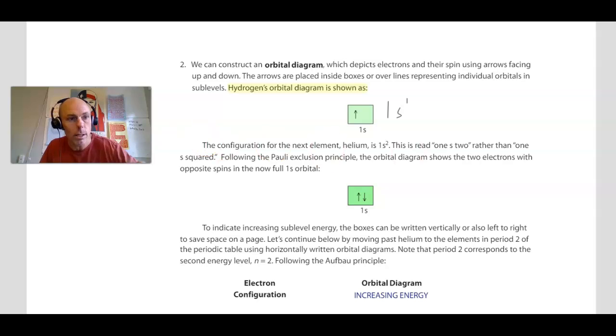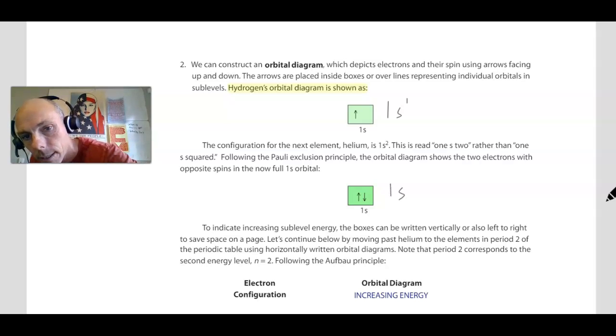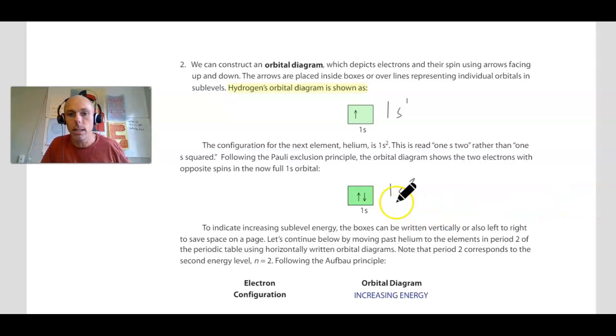Helium's electron configuration wouldn't be 1s1, but rather 1s2, because in helium's case, it has 2 electrons in an s sublevel in the first energy level. Helium's electron configuration, again, is referred to as 1s2, not 1s squared.